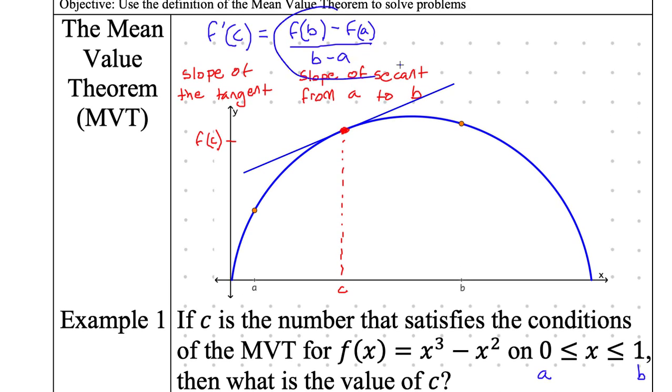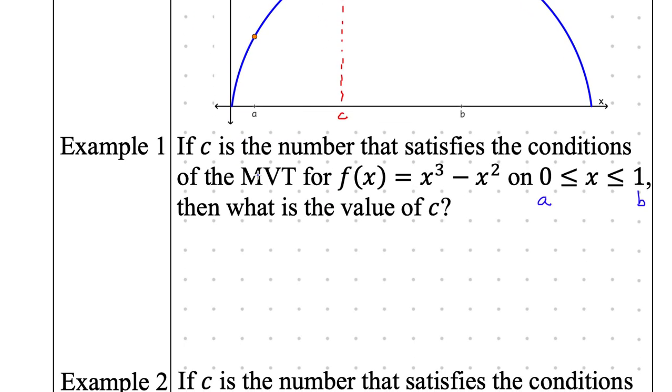Obviously we should have all the information on the right because we're trying to find C on the left. So let's go ahead and find f of b, because that's something that's on the right. What is f of b? F of b means I'm plugging in b, I'm plugging in 1 into this equation. So that's going to be 1 to the power of 3 minus 1 to the power of 2. What's 1 to the power of 3 minus 1 to the power of 2? 0, because it's just 1 minus 1.